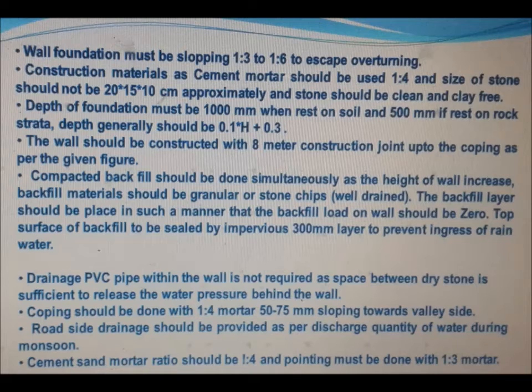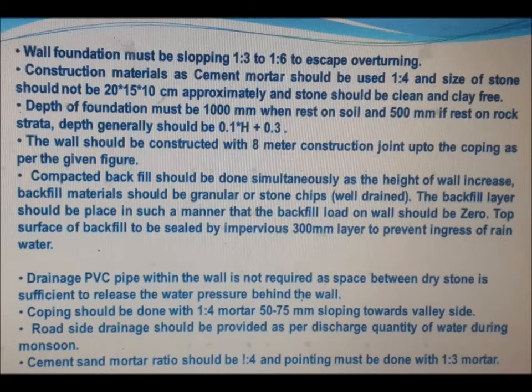Compacted backfill should be done simultaneously as the height of the wall increases. Backfill materials should be granular or stone chips, well drained. The backfill layer should be placed in such a manner that the backfill load on the wall is zero. The top surface of backfill is to be sealed by an impervious 300 mm layer to prevent ingress of rainwater. Drainage PVC pipe within the wall is not required as the space between dry stones is sufficient to release the water pressure behind the wall.